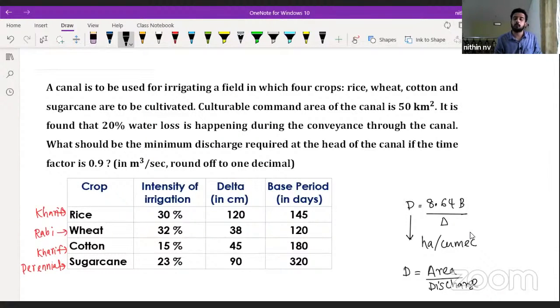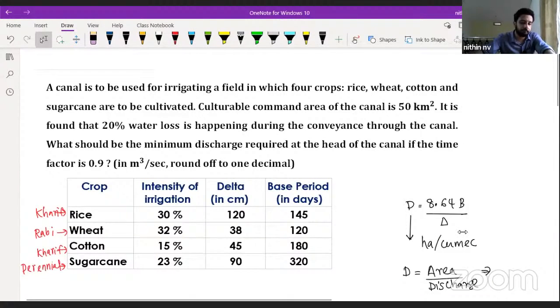So we have to calculate this discharge value, which means how can we calculate this discharge? Nothing but area divided by duty. So we can calculate area by duty of rice, we can calculate area by duty of wheat, and so on. Then whichever are there in the Rabi season, we have to group together. Whichever will be there in the Kharif season, we have to group together.